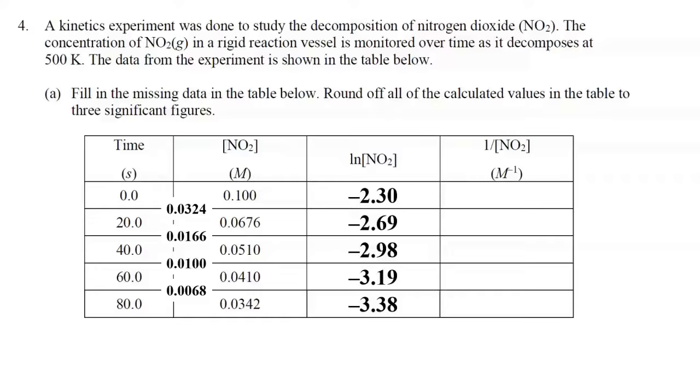Now for that final column, it's going to be 1 divided by the concentration. So 1 divided by 0.1 is 10.0. Again, 3 significant figures. 1 divided by 0.0676, 14.8. 1 divided by 0.0510, 19.6, and so forth.